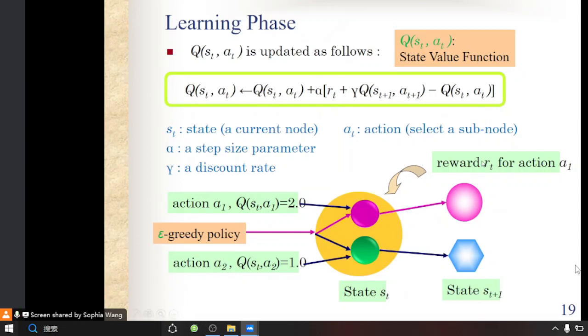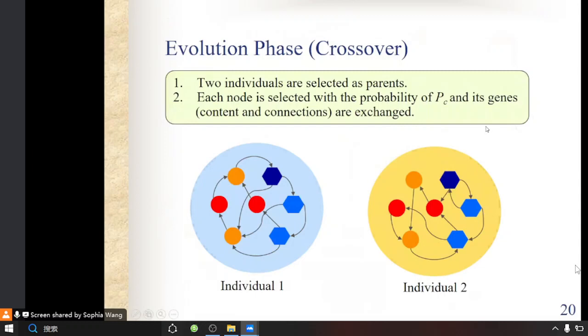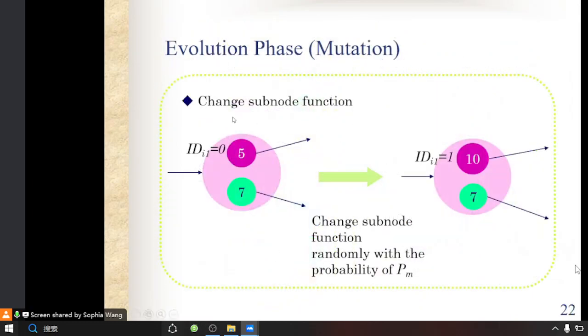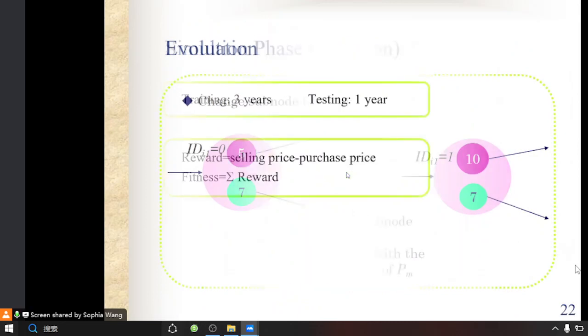Okay. And just to show you how to do the crossover. Crossover means individuals 1 and 2 will exchange parts of the whole structure, like the nodes and the edges. They will be changed because this should be diversified. And for mutation, they can change the connection, change the node parameter, and also change the subnode functions randomly.